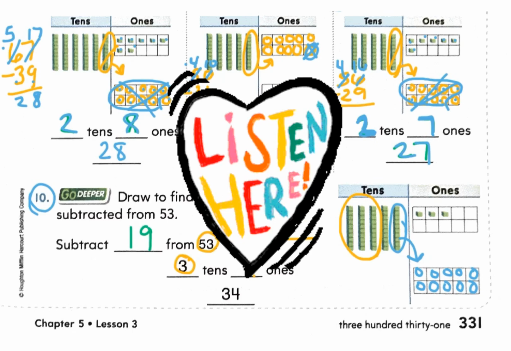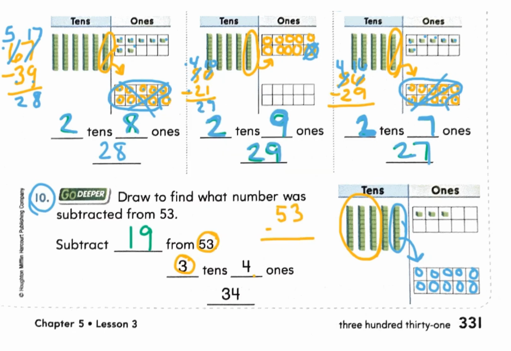All right, so for this one, it says draw to find out what was subtracted from 53. It might be easier if I talk it through with you. So I started off knowing that I had 53, right? And I have to figure out what did I subtract from 53 in order to get 34.